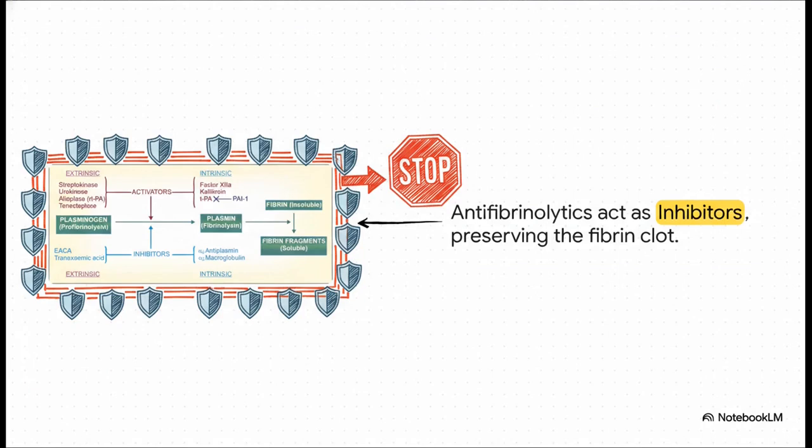So, let's go back to our battlefield diagram. You see the inhibitors down there? That's what we're talking about now. These are the antifibrinolytic drugs. What they do is they block plasminogen from even binding to the fibrin, so it can't get converted to plasmin. No plasmin, no clot busting. The clot is preserved. These are the drugs that slam on the brakes.